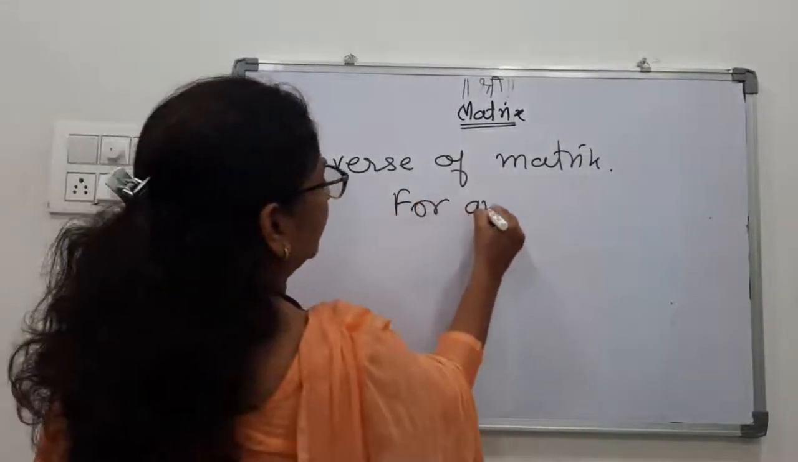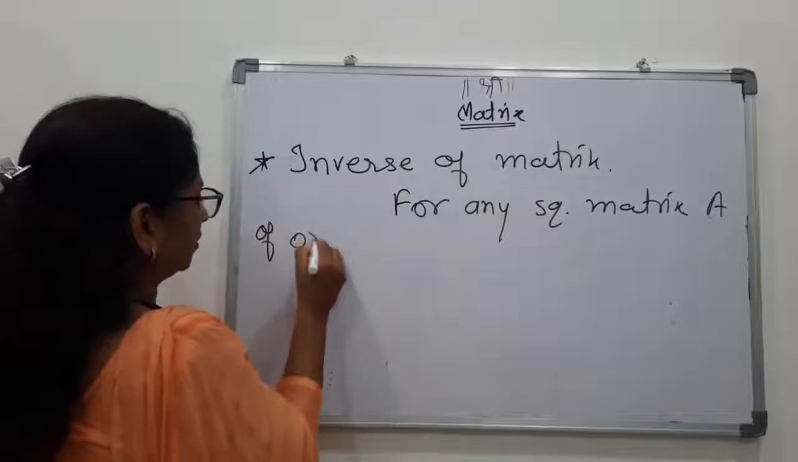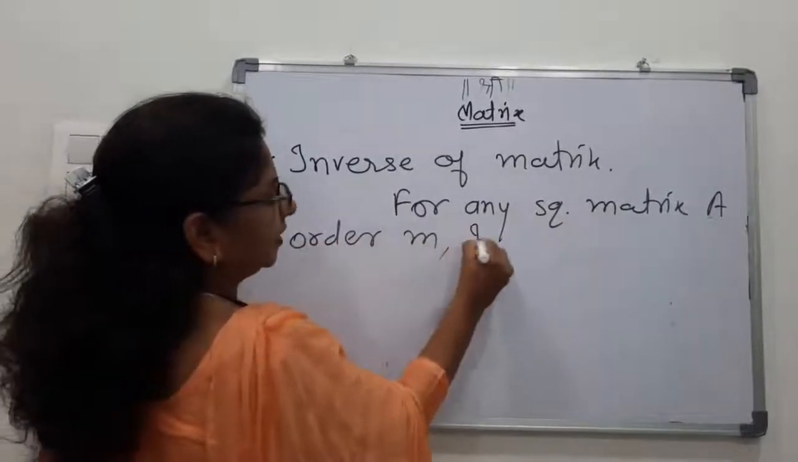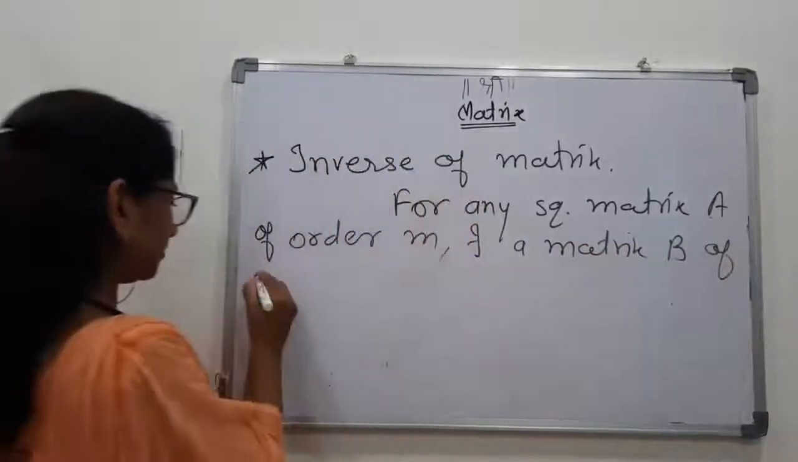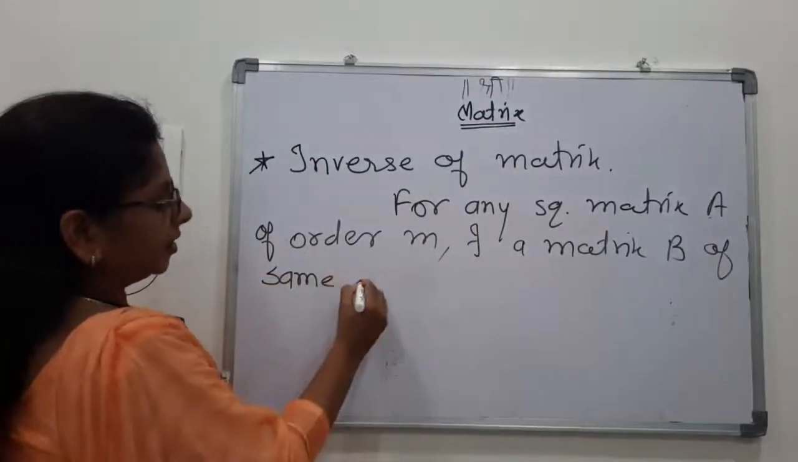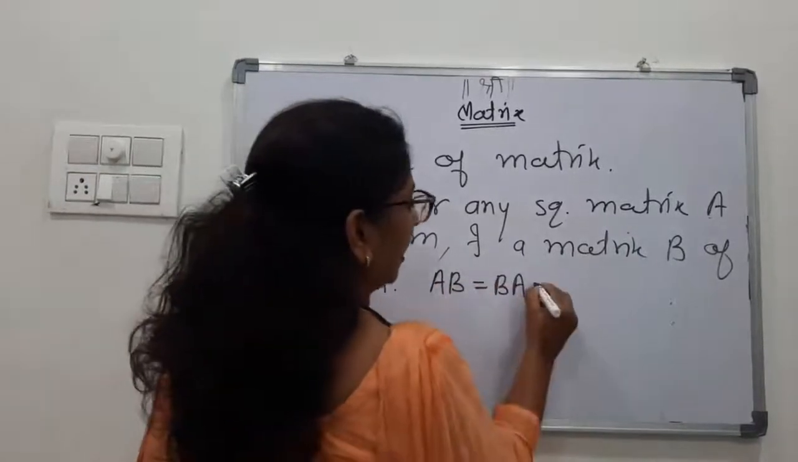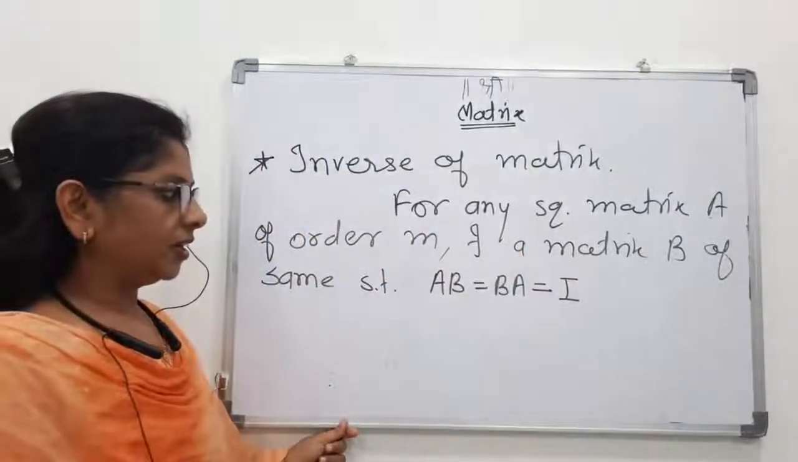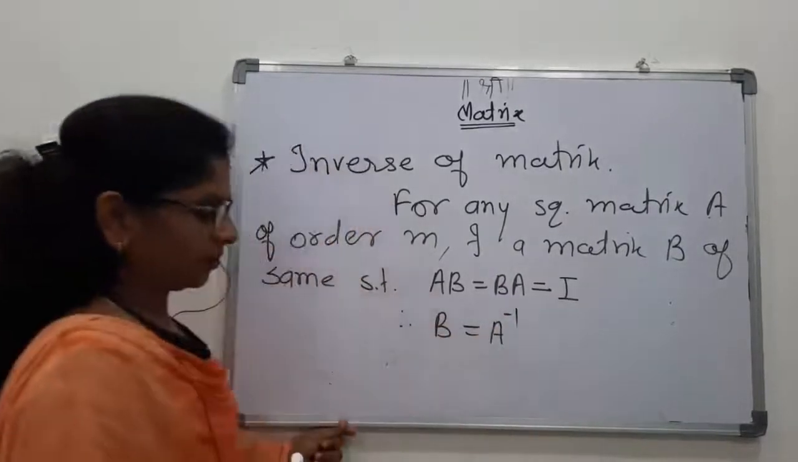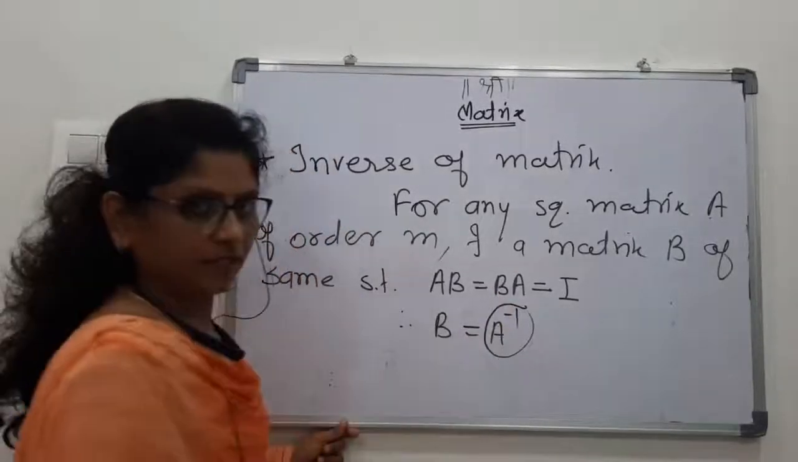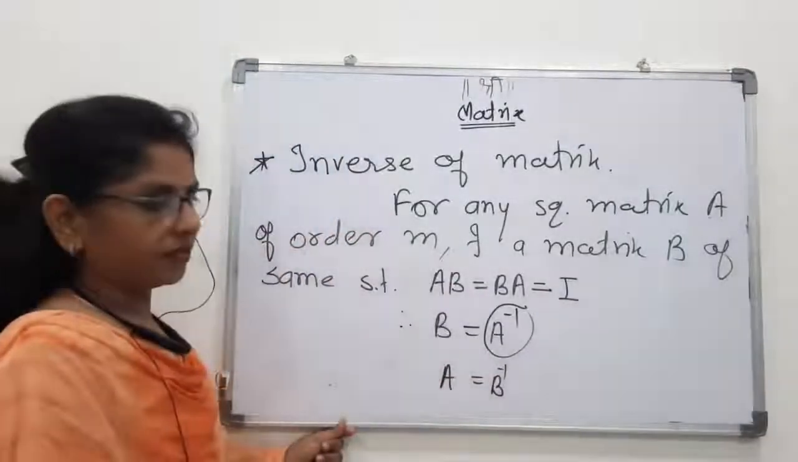For any square matrix A of order M, there exists a matrix B of same order such that their multiplication is commutative and is equal to I. Then this B is called as inverse of A. Then we will denote inverse of A like this, and at the same time we can also say that A is the inverse of B.